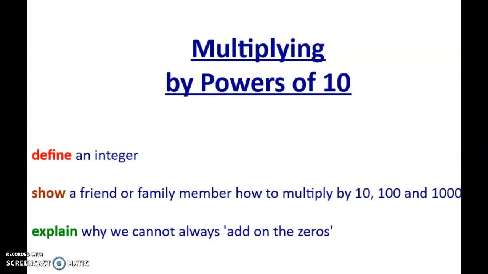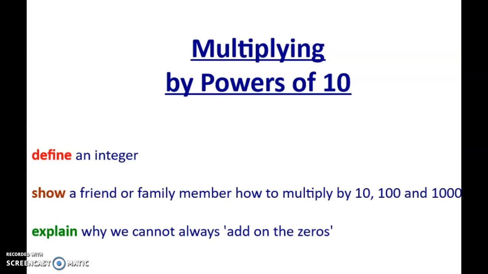So today we're going to be looking at multiplying by powers of 10, something which you probably have done before and probably know a little trick to, but we're going to look at why it works. By the end of today's lesson you should be able to define, so that means tell me the meaning of an integer. You should be able to show a friend or a family member how to multiply by 10, 100 and 1000. And hopefully some of you will be able to explain why we can't just add on the zeros, which might be the trick that you learnt in primary school.